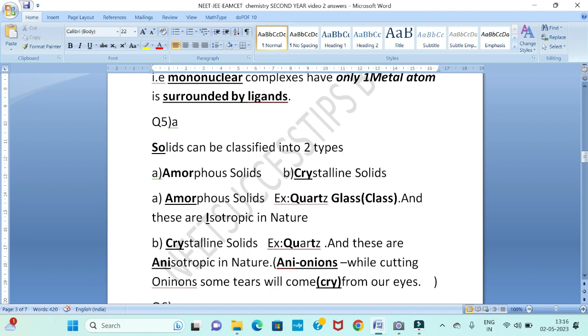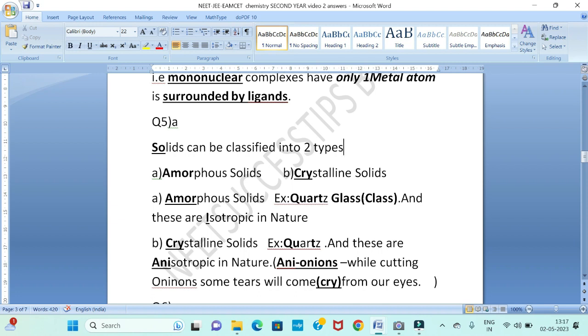AC. You have to remember AC. In summer, if you put AC, you can freely sit in that AC. Don't feel hot. So, cool. It is perfect. If you put AC, you don't bother about the heat in summer. So solids can be classified into two types: AC, amorphous solids, crystalline solids.